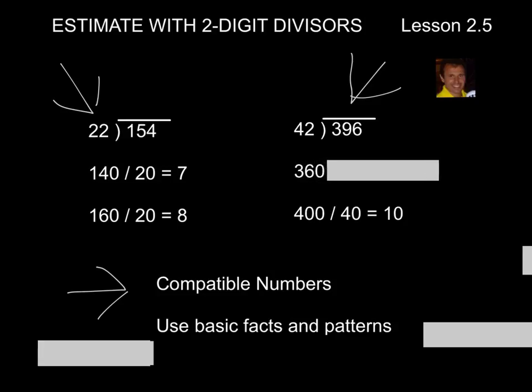So we can then say, well, 36, let's add a 0 to get 360. There are 9 4s in 36, and if we add a 0 to the 4 and a 0 to 36, we can also say that there are 9 40s in 360. So our estimate here is going to be around 9 and 10.